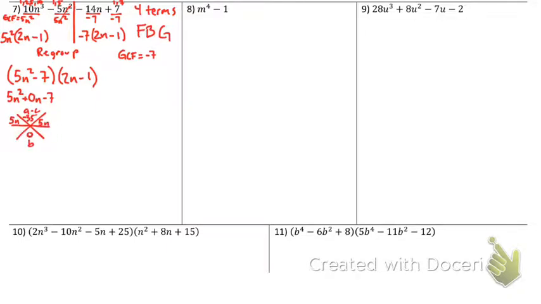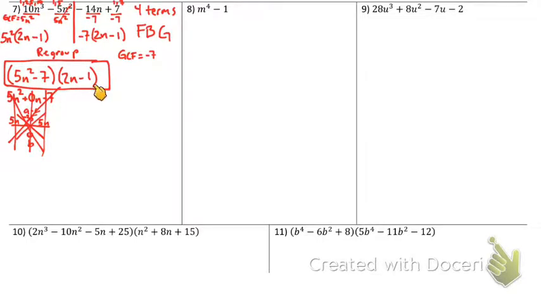And now you have to ask yourself, can you think of something that multiplies to negative 35 that adds up to 0? And what you'll notice is the answer is no. There's nothing that multiplies to negative 35 that adds to 0. So even though we checked it, it didn't work, which means this is my final answer.